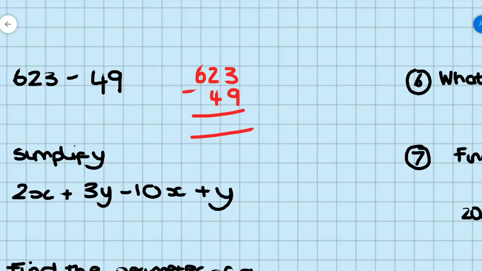Now I can't do 3 take away 9, so I'm going to have to borrow from the tens column. So I'm going to change that to a 1. And I've got 13 minus 9, which is 4. And then I've got 1 minus 4 again. I'm going to have to borrow this time. So I'm going to take from the hundreds, that's a 5. It's got 11, take away 4 is 7. And then I've got 5 minus 0, 5. So 574 is your answer for that one.